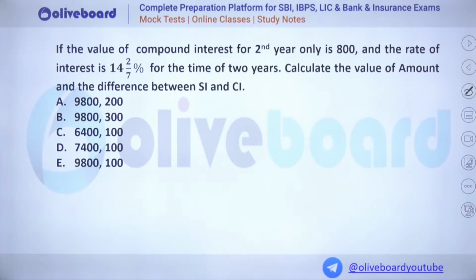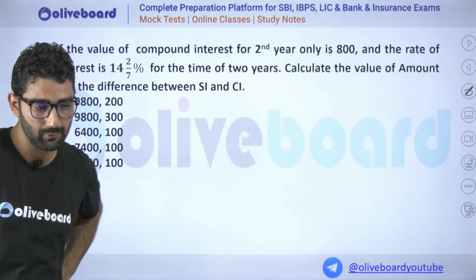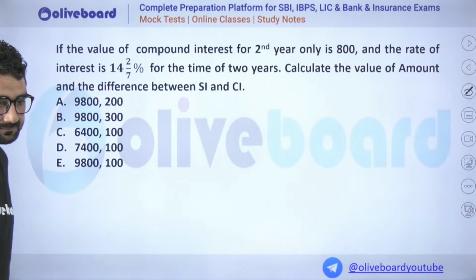Yes, Nidhi said C. Divakar sir, it is 6400 and 100. Subhash says 6400 and 1000. Bablu, C. Yes, my dear.